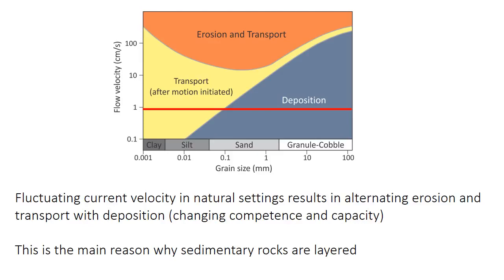So this fluctuating velocity and the importance of water energy on transport and deposition is the main reason why sedimentary rocks are layered. You'll see this in the field trips, you'll see this throughout, that sedimentary rocks are layered rocks. And that layering arises because of changes in energy levels.